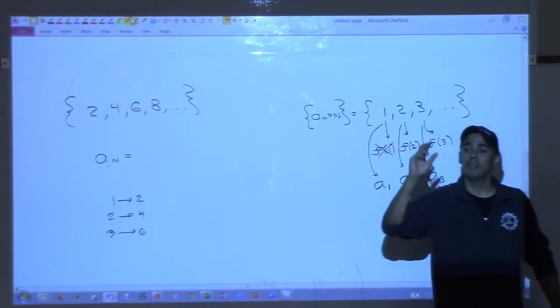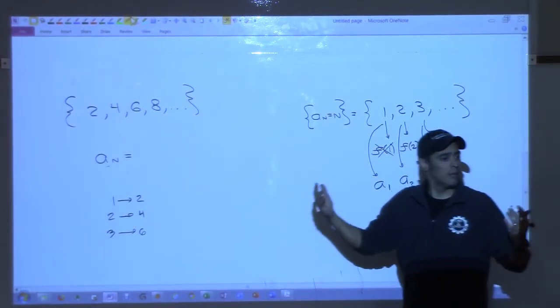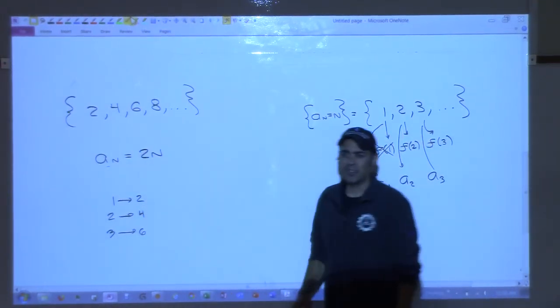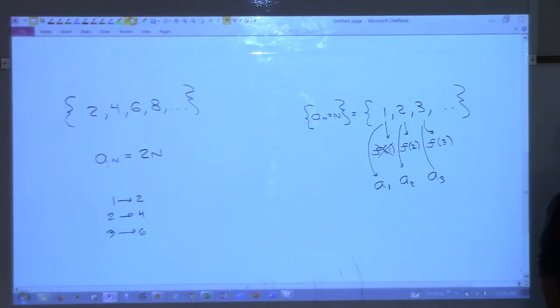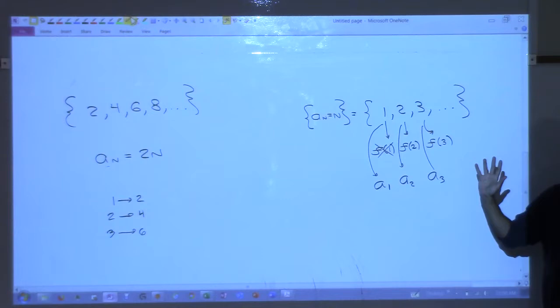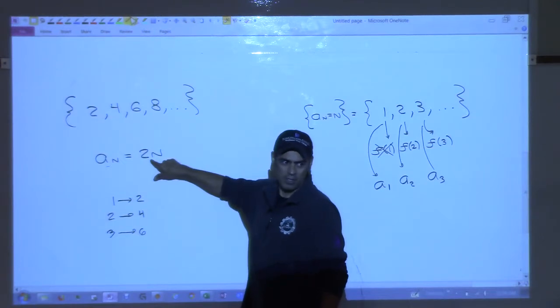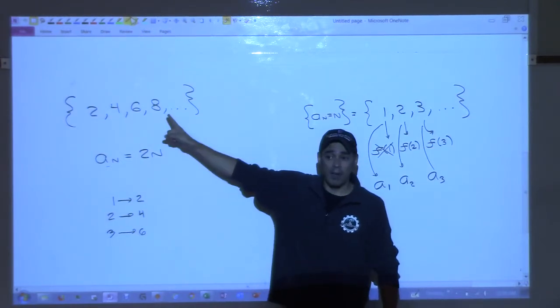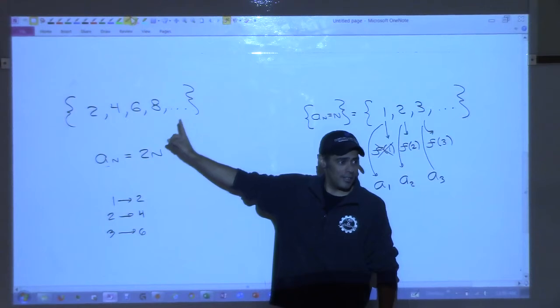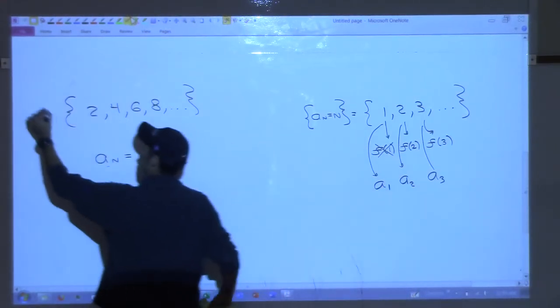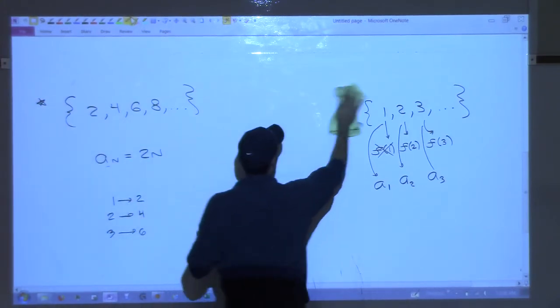What do you got? 2n. 2n. Everyone agree? 2n? This is it, 2n. That is the function that will spit out 2, 4, 6, 8, and it will keep going, right? Straightforward? This is the sequence function that will generate the even numbers, right? That generates the even numbers. Very important. It may seem trivial to you, but it's very important that you understand that.